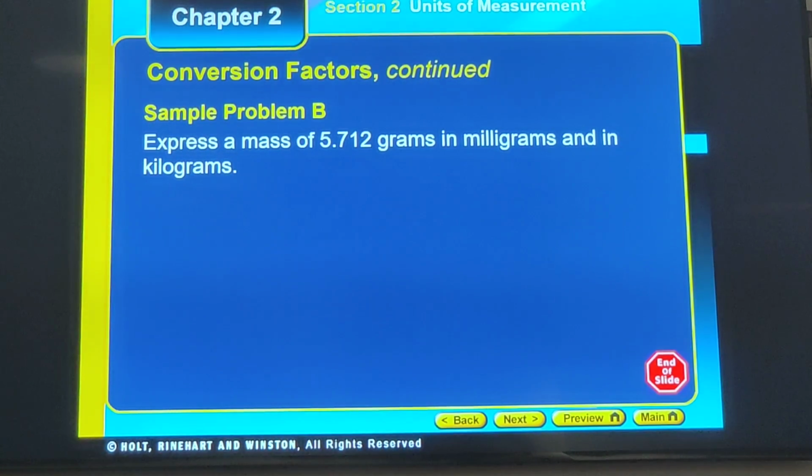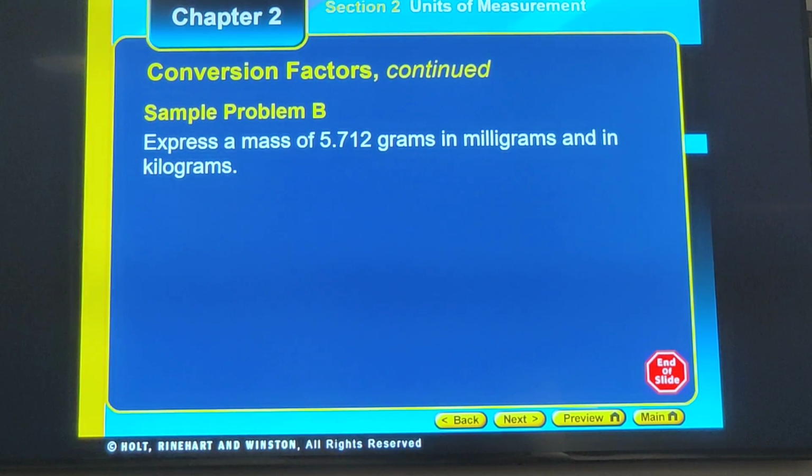Okay, so let's practice this. Express the mass of 5.712 grams in milligrams. Okay, so the answer sought is going to be in milligrams. The answer given is 5.712, and I need now a conversion factor. What's my conversion factor between grams and milligrams? Well, what does milli mean? Yeah, 1,000th of something, right?